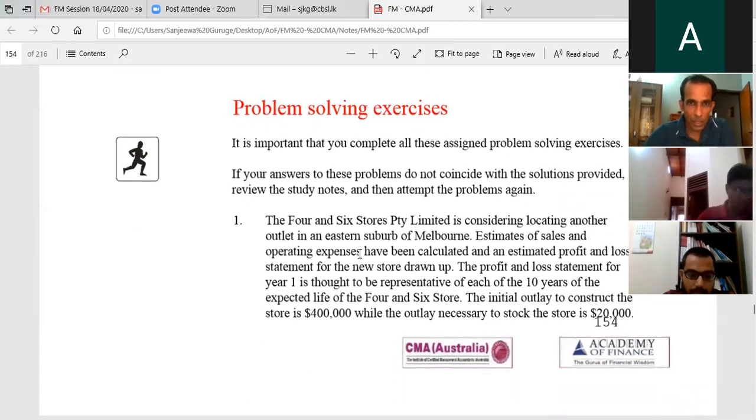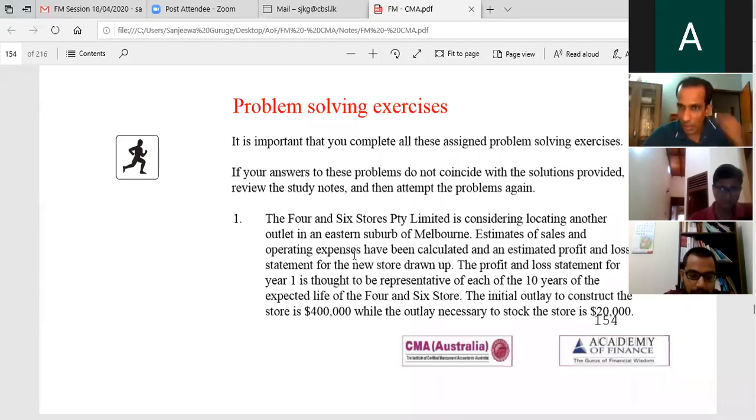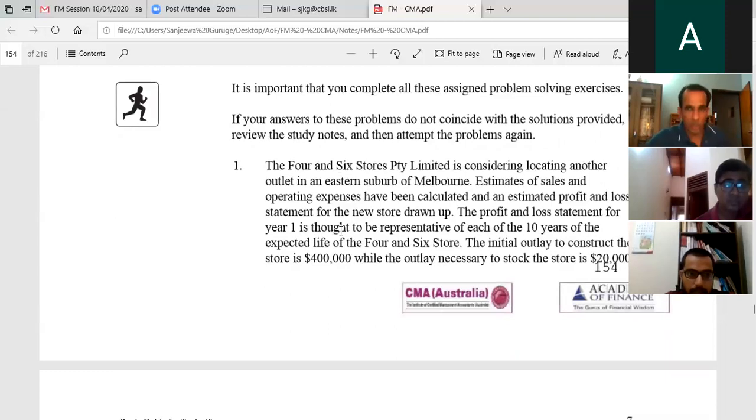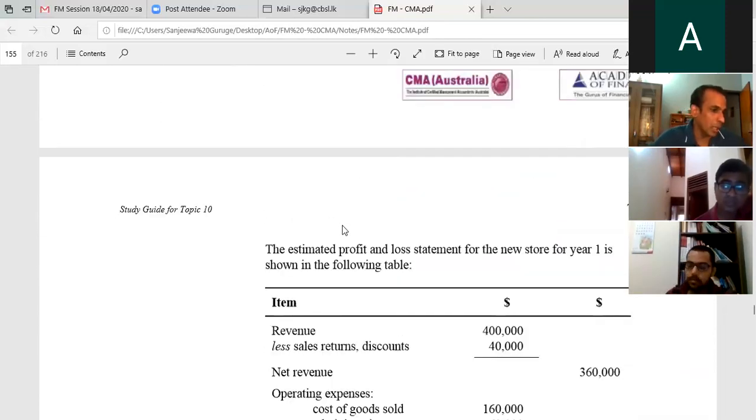Right. So this question: 4 and 6 Stores Private Limited. The question is that 4 and 6 Stores Private Limited is considering locating another outlet in an eastern suburb of Melbourne. Estimates of sales and operating expenses have been calculated, and an estimated profit and loss statement for the new store drawn up. The profit and loss statement for year 1 is thought to be representative of each of the 10 years of the expected life of 4 and 6 Stores. The initial outlay to construct the store is 400,000, while the outlay necessary to stock the store is 20,000. The estimated profit and loss statement for the new store for year 1 is shown in the following table.